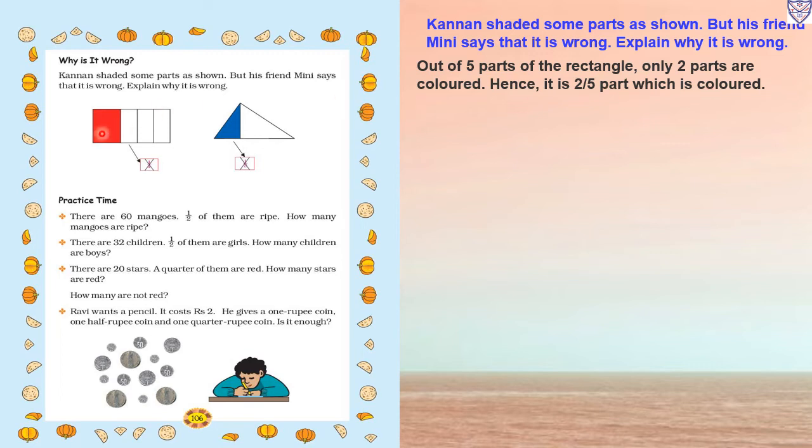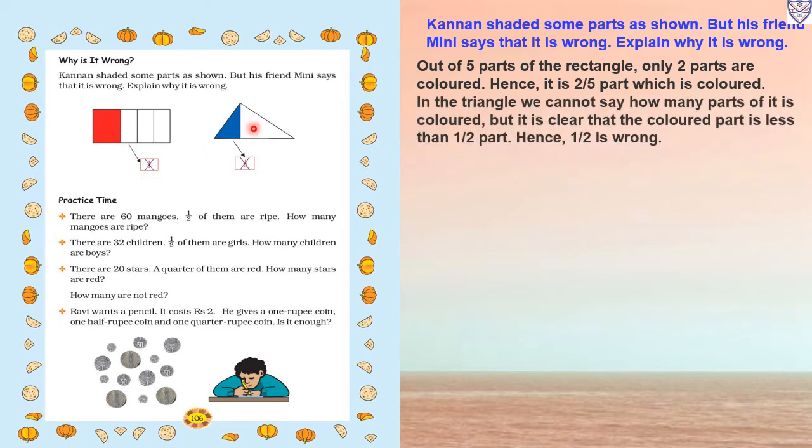So what is the correct fraction? Here 2 parts will come, so total 5 parts. How many parts are colored? 2. So 2/5 part which is colored. So here 1/4 is wrong. Now next is triangle. In the triangle we cannot say how many parts of it are colored, but it is clear that the colored part is less than half. So it is less than half, we are able to see, and half is wrong.